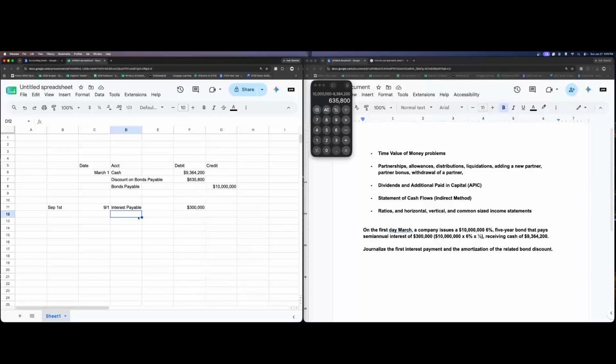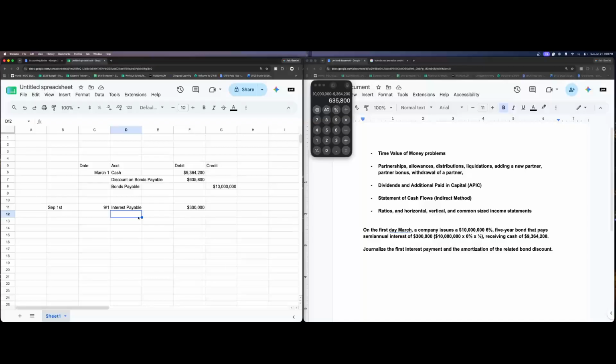You guys have to see the difference between bonds and a note. A note might have interest payments, but they also might be paying off the principal. But for bonds payable, it all gets paid off at once, I suppose, is one of the biggest differences. The interest payment that was paid, 300,000, and the discount on the bonds payable is going to be the next thing.